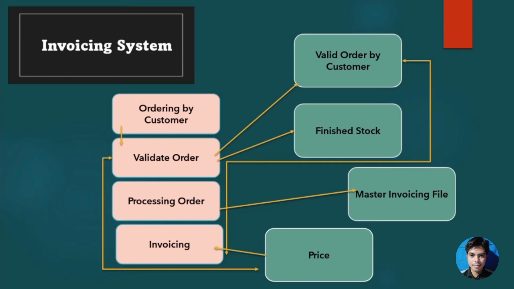In validating the order, you should check if the order of the customer is valid and if there are stocks on the market. In processing the order, the company will provide the master invoice file. So this master invoice file is used for invoicing or billing, which is the last part of the invoicing system, which includes the price and if the order of the customer is still valid.